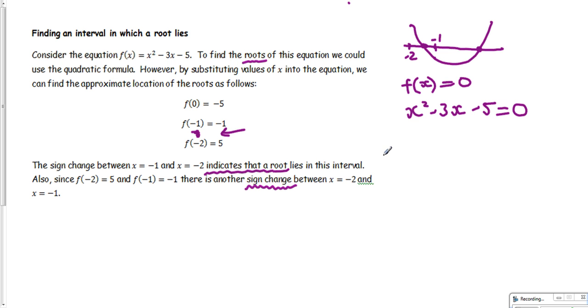What I want you to do now is pause the video and have a go with some other values other than the ones I've chosen, and I want you to see if you can locate 2 values between which the other root lies.